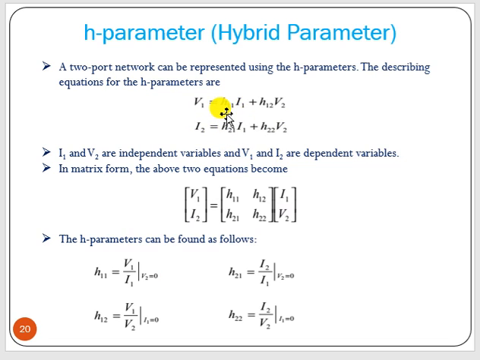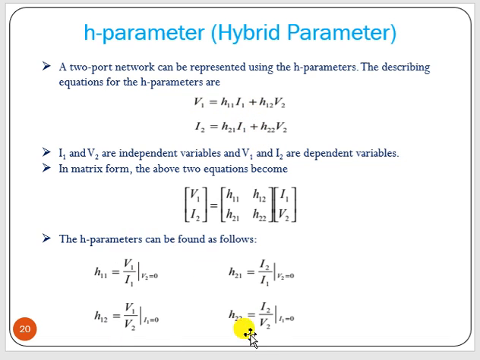To find out the values of these H parameters, H11, whenever you have to find out, you have to make V2 0. If you make V2 0, H11 is V1 by I1, and H21 equals I2 by I1 when V2 is 0 for this case. When I1 is 0, we can find out H12, which is V1 by V2, and H22, which is I2 by V2.